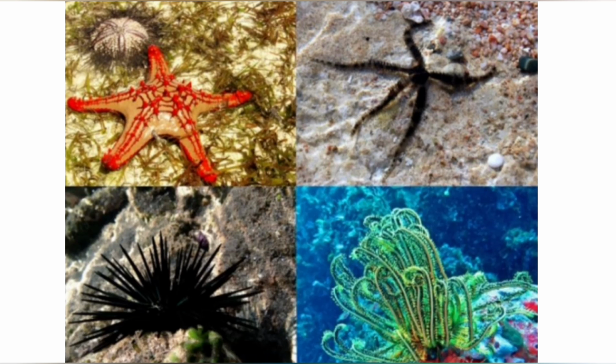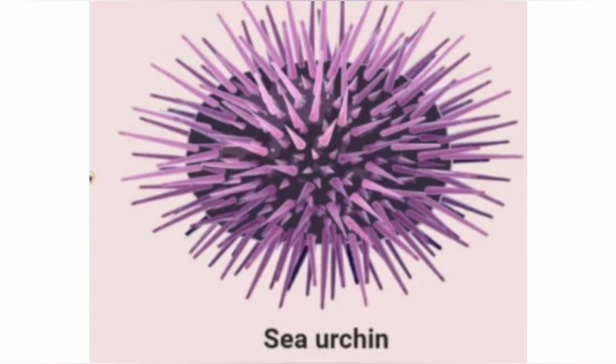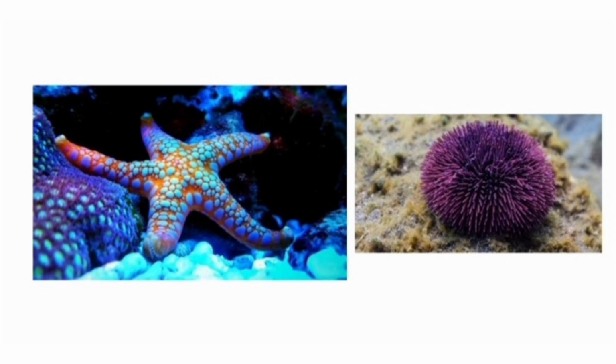Echinodermata. They are spiny skin animals. Their body is rough and spiny. They are mainly marine animals. They move with the help of tube feet. Their body is radially symmetrical. That means it can be divided into two equal parts. Common examples: starfish and sea urchin.